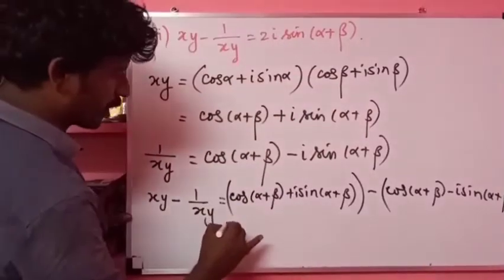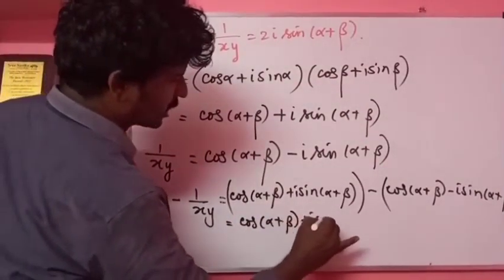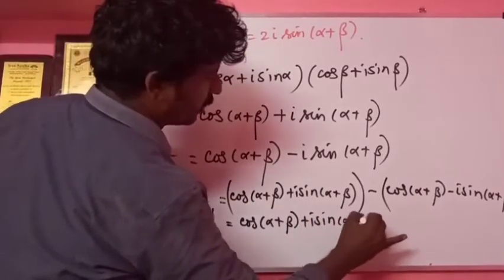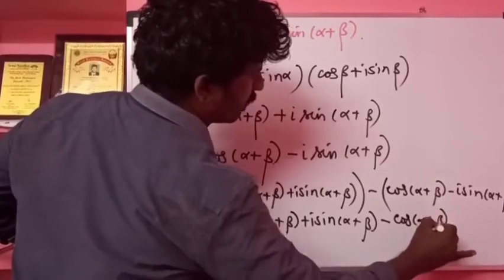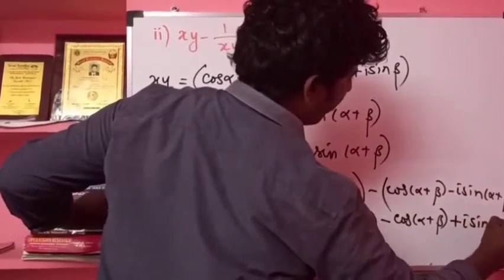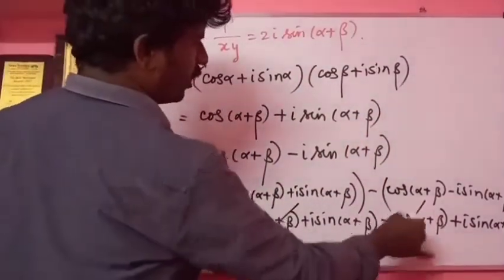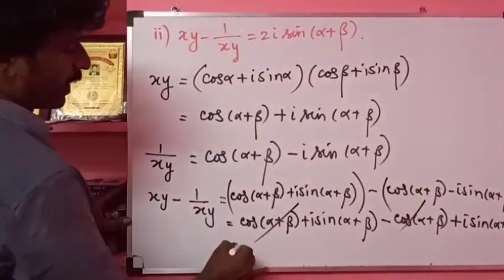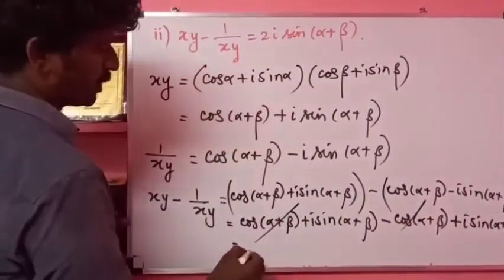So this can be written as the cos alpha plus beta plus i sin the alpha plus beta. This is minus cos alpha plus beta. So minus into minus plus i sin alpha plus beta. See this. Plus cos alpha plus beta minus cos alpha plus beta will be cancelled. So i sin alpha plus beta, i sin alpha plus beta.